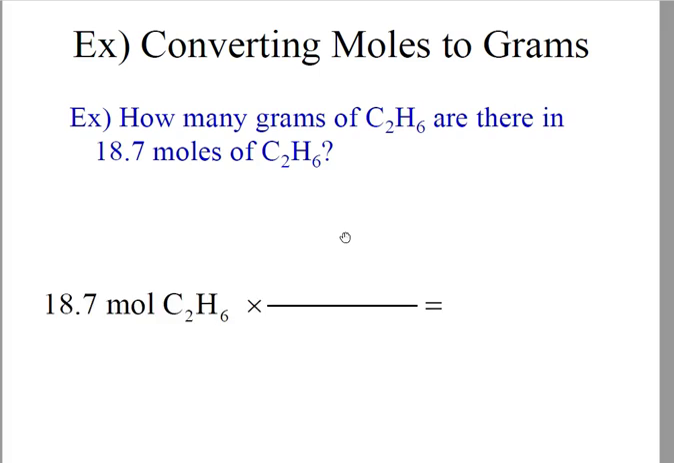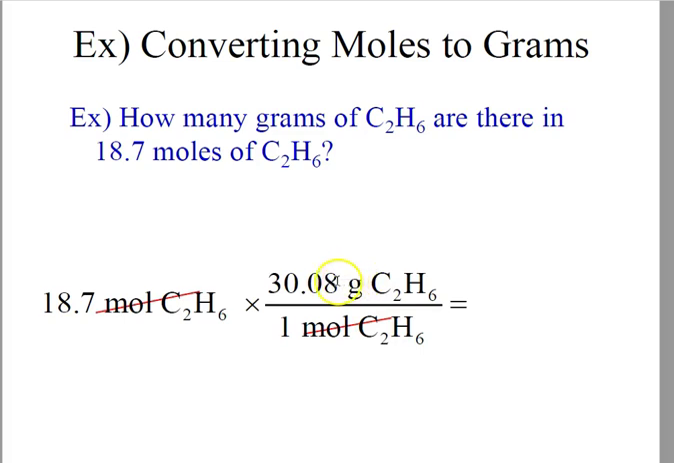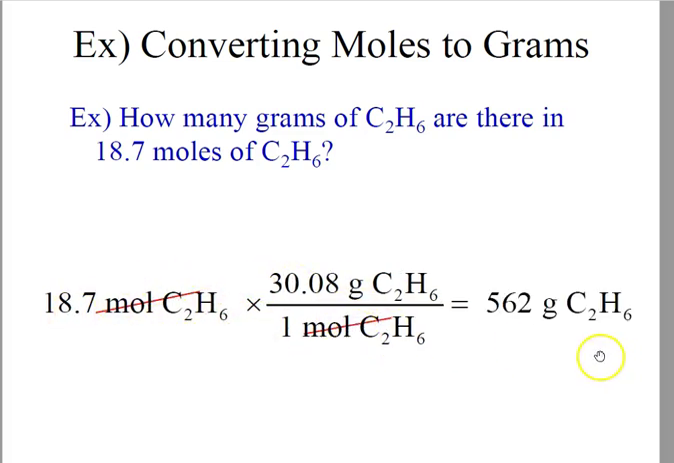So if we set this up, it'll be 18.7 moles times, we're going to put grams on the top, moles on the bottom, and how are they related? They're related by that mass from the periodic table. So 2 carbons and 6 hydrogens is around 30 grams over 1 mole, and those moles cancel. So we multiply and divide by 1, so that's around 562 grams.